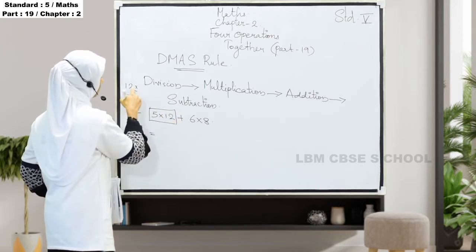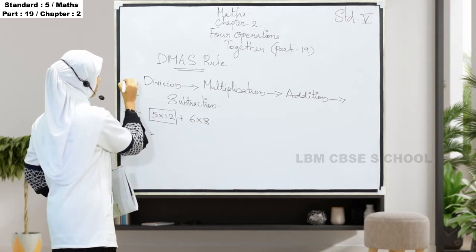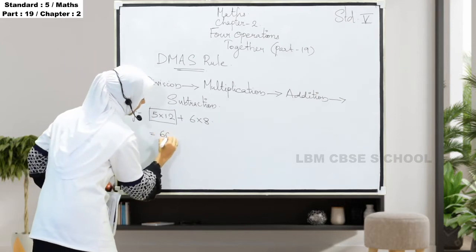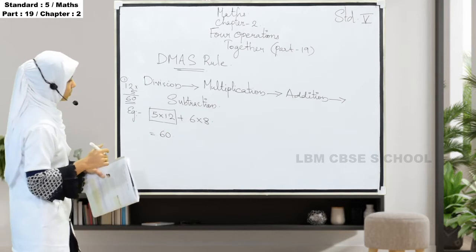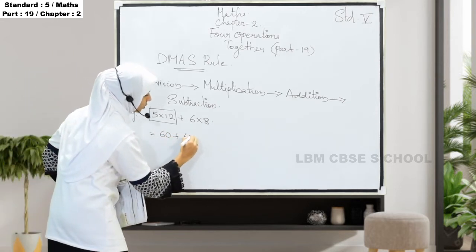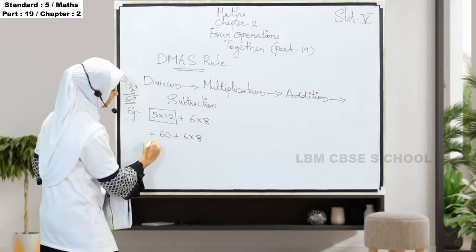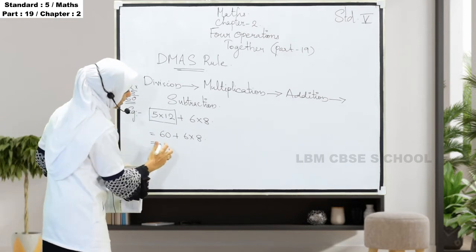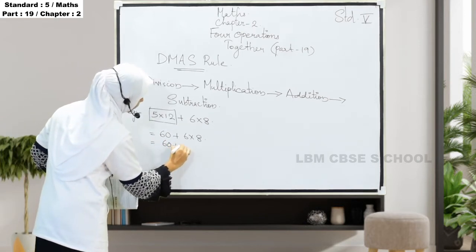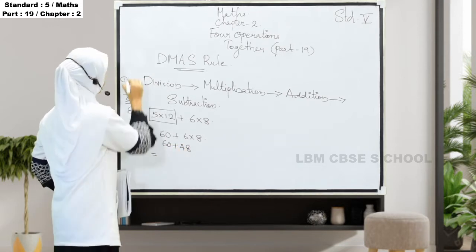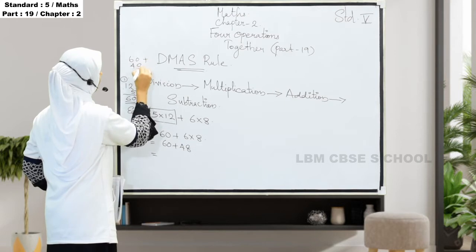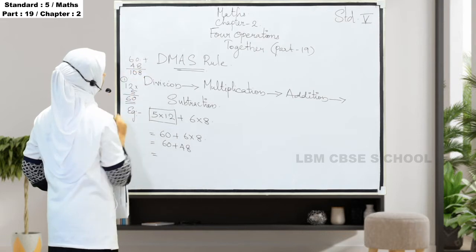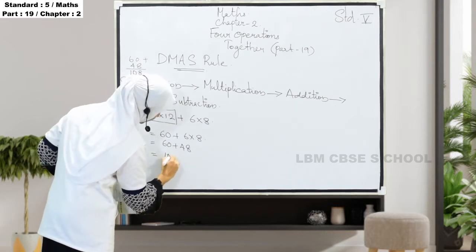Okay, 12 into 5: 5 2s are 10, 1 is remainder, then 5 1s are 5, plus 1 is 6. So the product we get from 5 into 12 is 60, then plus 6 into 8. So what is 6 into 8? 6 into 8 is 48. So 60 plus 48. You have to add 60 plus 48. 0 plus 8 is 8. 6 plus 4 is 10. So the answer is 108.